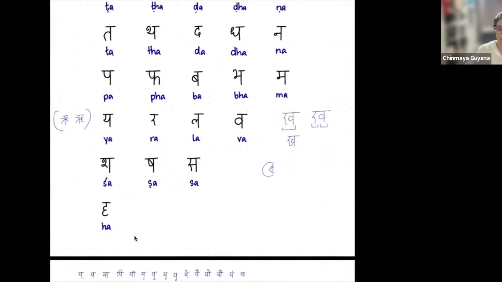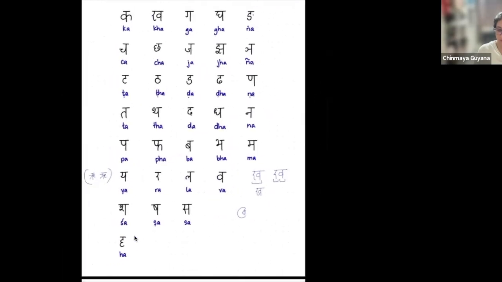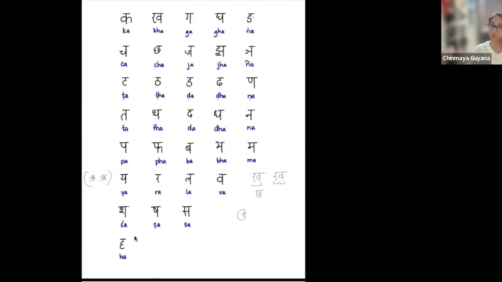So I'm going to chant this whole alphabet song one time. Everybody try and make sure you can identify each letter, and then we'll continue. Ready? G, k, g, k, ng, j, ch, j, ch, nya, da, tha, da, tha, na, da, tha, da, tha, na, ba, pa, ba, pa, ma, ya, ra, la, va, sha, sha, sa, ha.